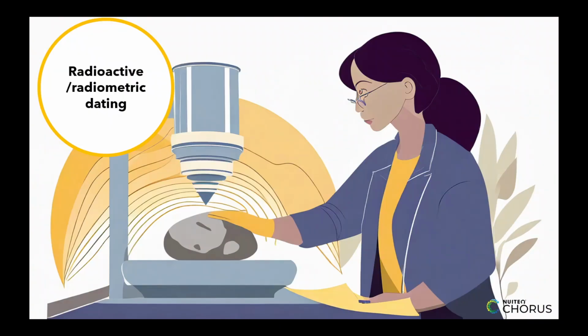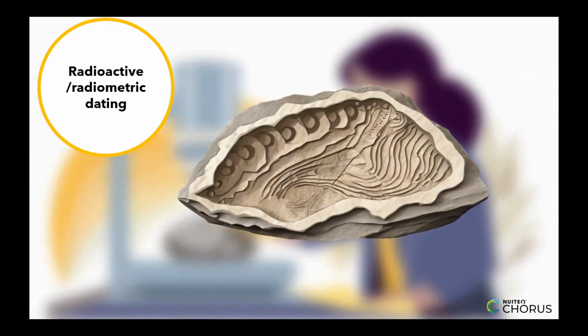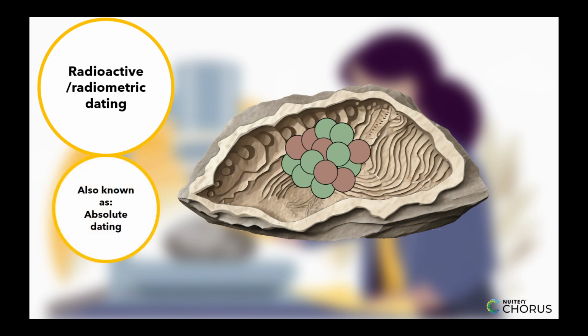Another way you can determine the age of fossils is through a process called radioactive or radiometric dating. This method uses the natural decay of certain elements in the rocks and fossils to figure out how old they are. This process is sometimes called absolute dating because it often provides a more accurate age estimate. That is because the decay is very consistent and is not affected by environmental changes like heat, temperature, and pressure.